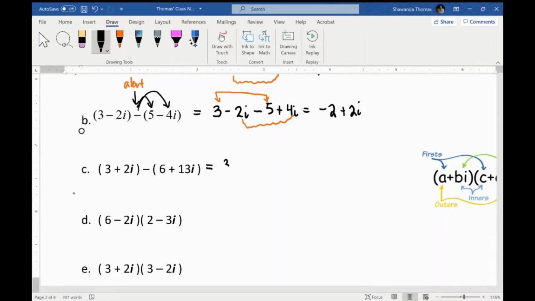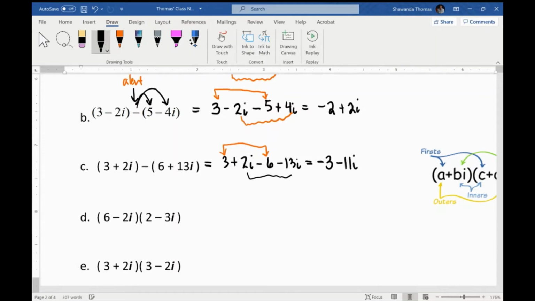3 plus 2i minus what? What did y'all write after the minus sign? Minus 6 minus 13i. Very nice. All right, did we combine 3 and minus 6? What is that? -3. Negative 3. And then minus 11i. 11i. All right, very good.